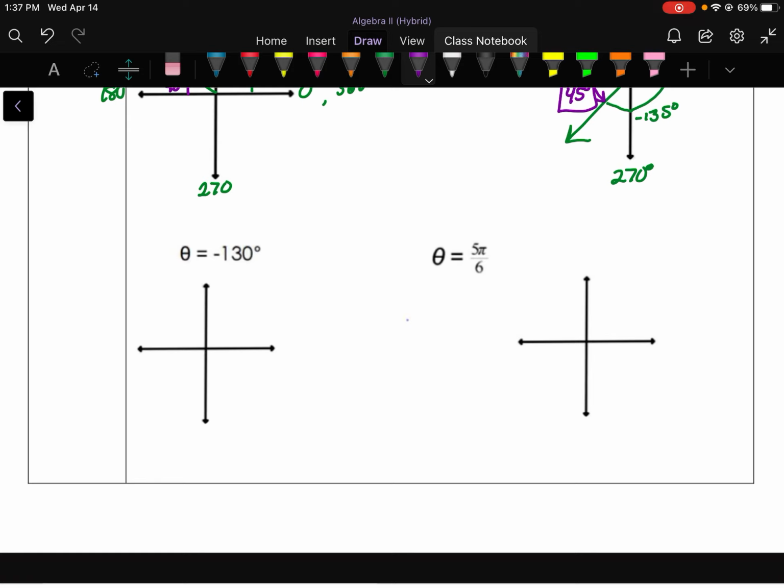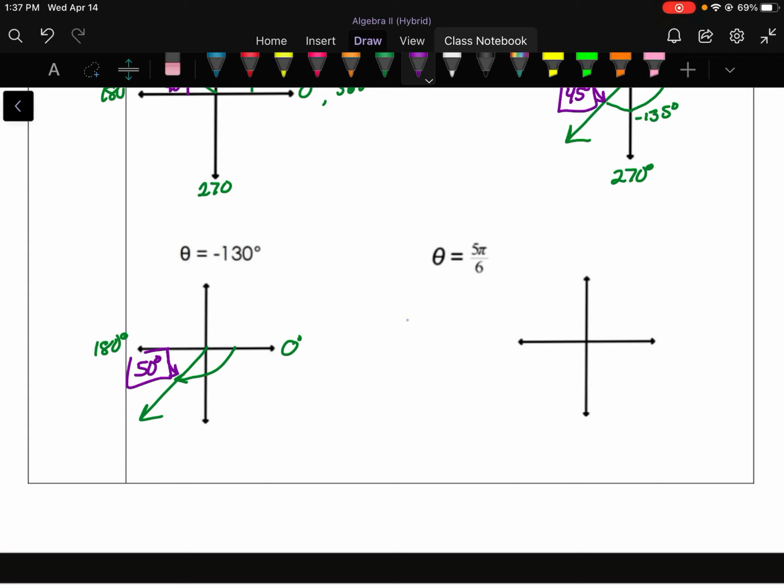Let's try another one. Negative 130. Again, we start from the positive x-axis and work backwards 130 degrees. I go past 90, but don't go past 180, so we're somewhere out here, kind of close, probably not perfect. We take 180 minus 130, and that leaves me with a 50 degree reference angle.